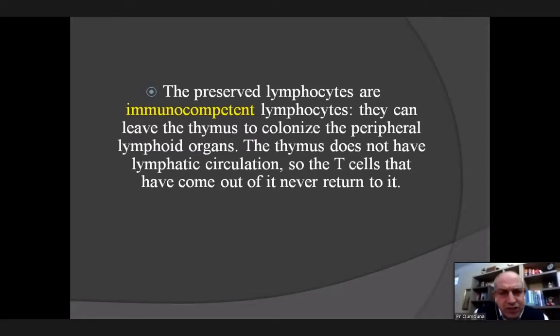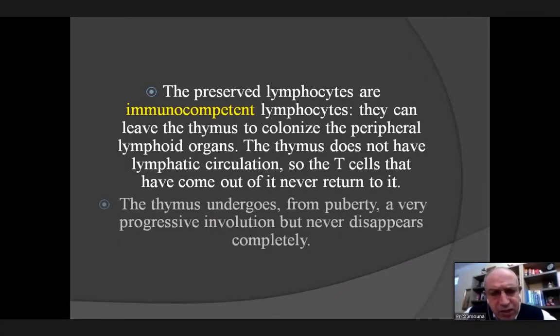The preserved lymphocytes are immunocompetent lymphocytes. They can leave the thymus to colonize the peripheral lymphoid organs. They can go to the lymph nodes, the spleen, the tonsils, and the Peyer's patches. The thymus does not have lymphatic circulation, so the T cells that have come out will never return to the thymus. It is one way: you are either professional or you are not.